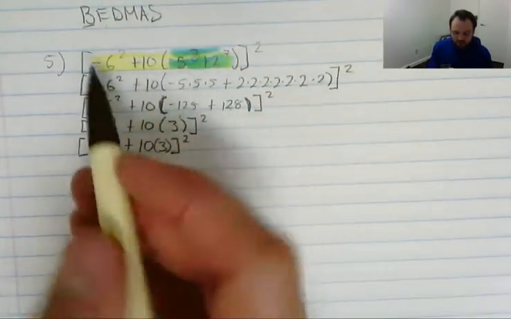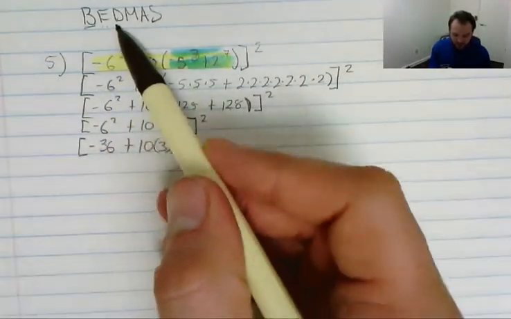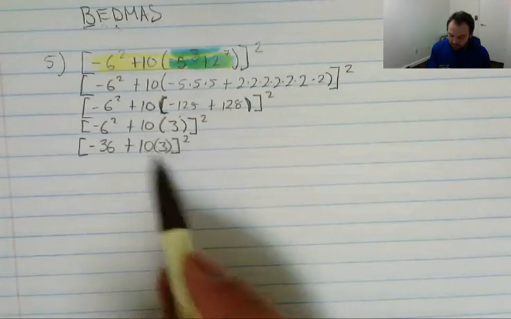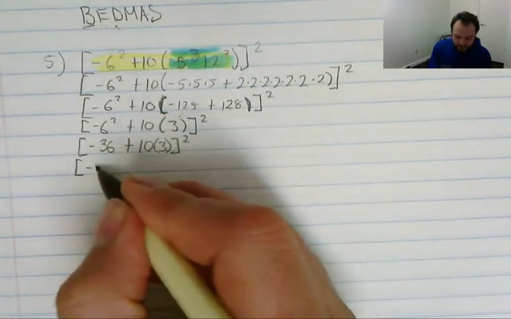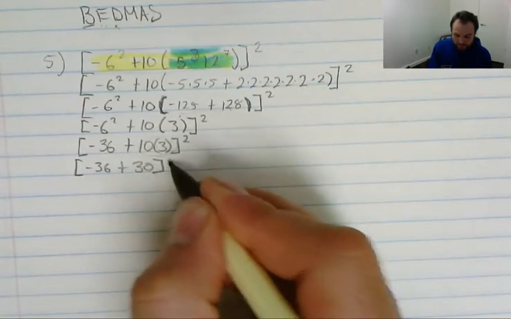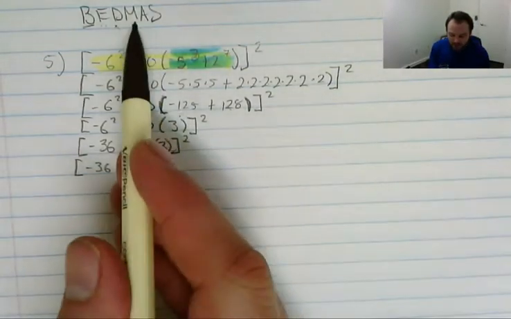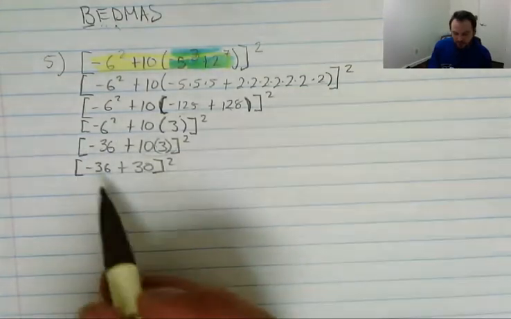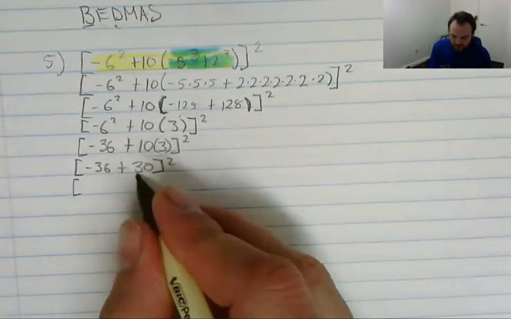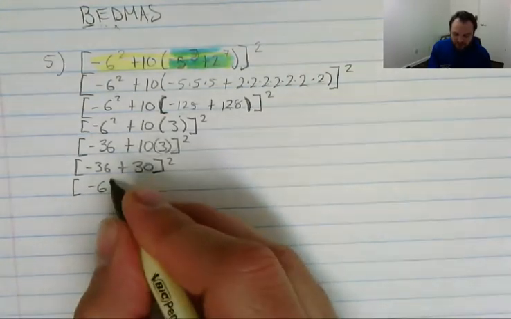So now we're done with exponents. Is there any division? No. Is there any multiplication left? No. Oh, yep, there is a multiplication right there. So I'm going to have -36 plus 30. Okay? Now we're done our multiplication. Is there an addition or a subtraction? There is. So in this case, -36 plus 30 is going to be -6, and we have to square it.